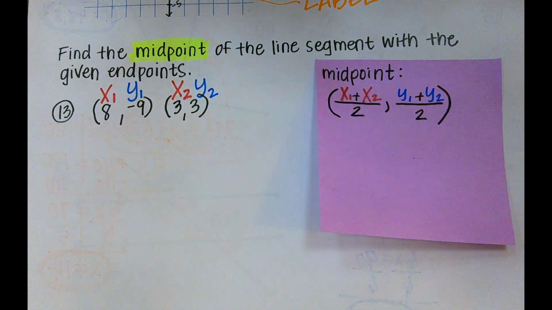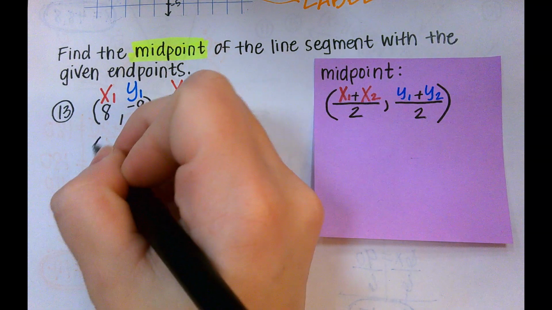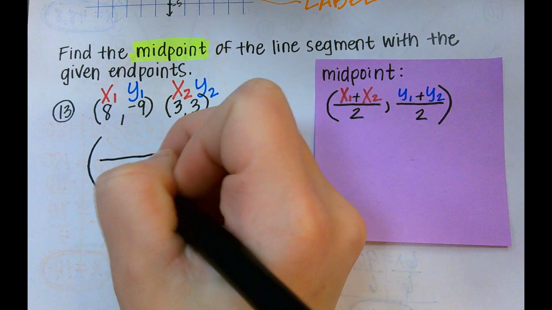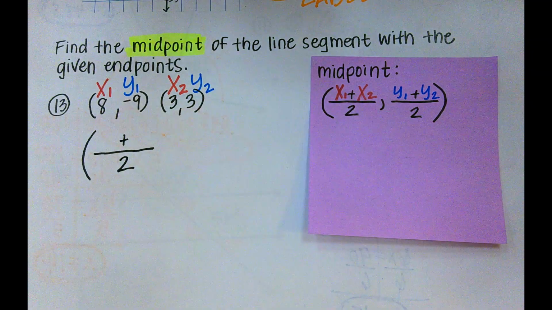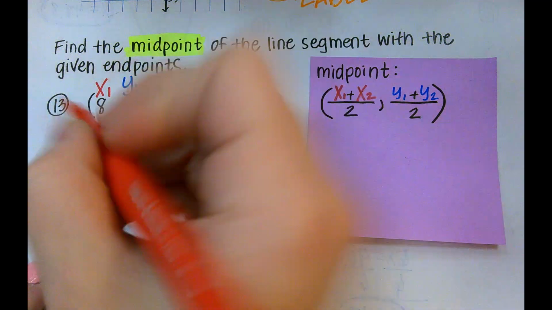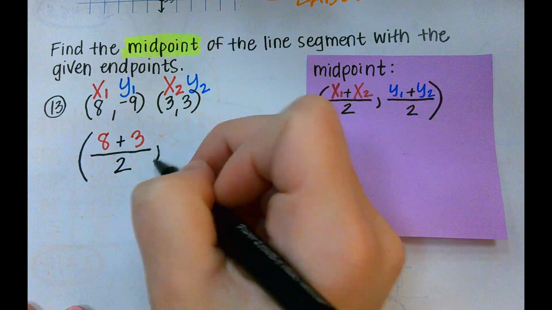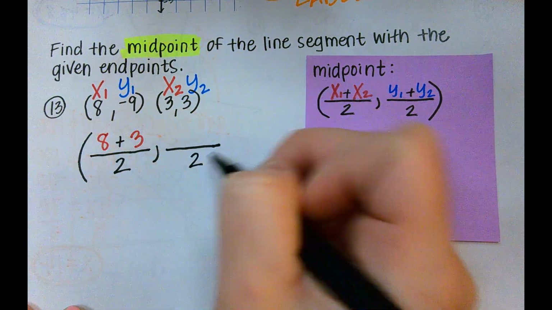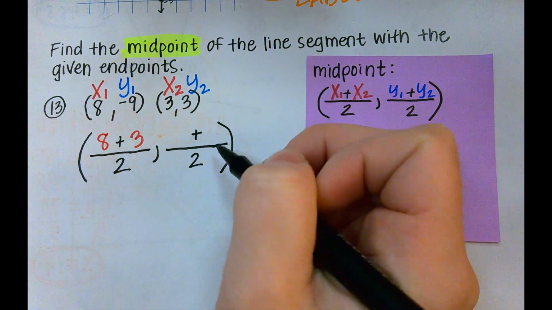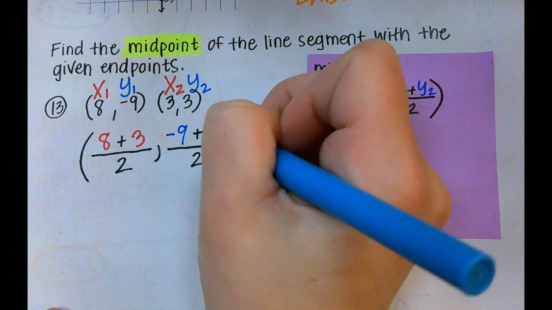Okay. Same process. We're just going to plug those into our formula. So I'm going to start parenthesis, 2 with a plus. And which two numbers do I add together first? 8 plus 3. And for my y, -9 plus 3. And we're going to divide both by 2. Good.